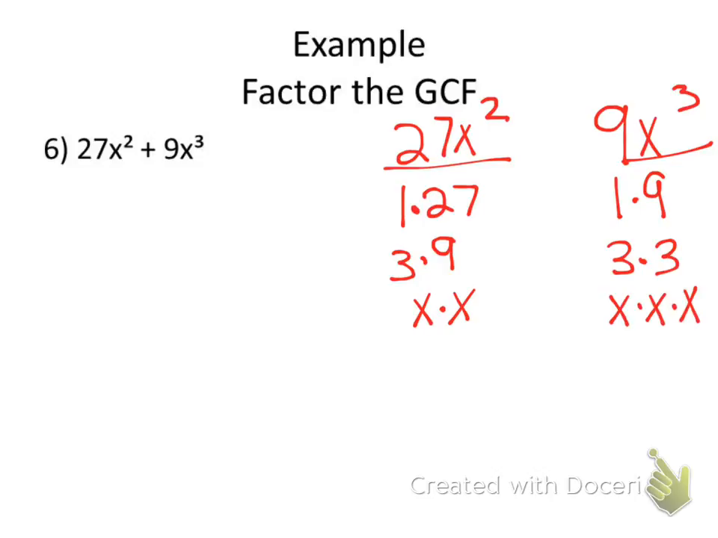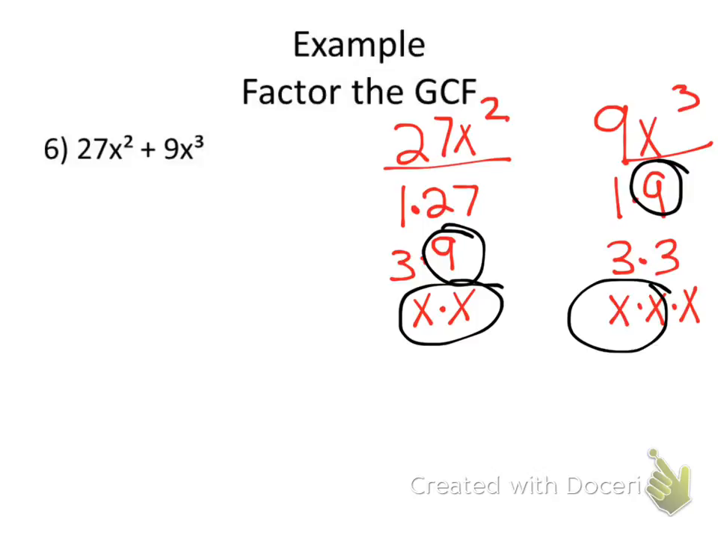I'm going to say 9. Okay, so 9 is the GCF. They both have a 9. It's the largest number they have in common. This one has 2 x's, this one has 2 x's. Remember, we're looking for how much they have in common, the greatest common factor. So 9x squared is going to be our GCF.